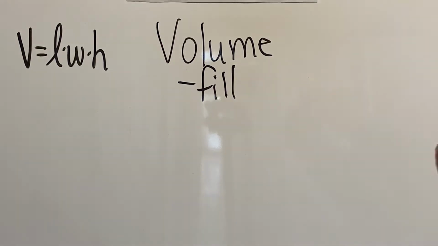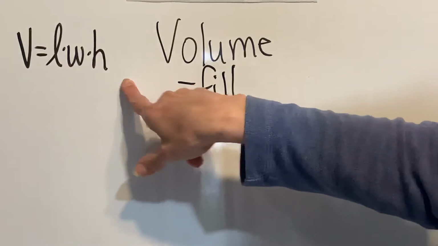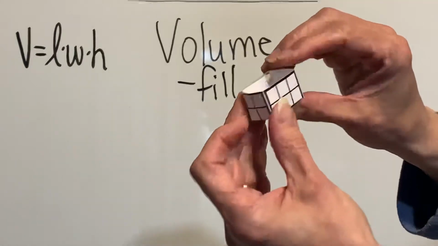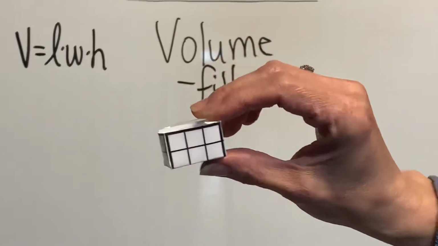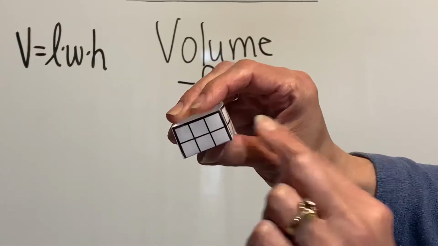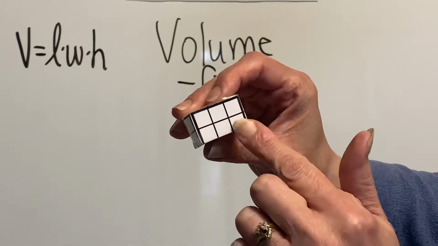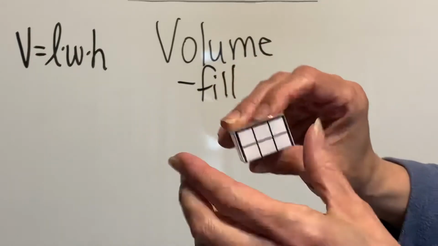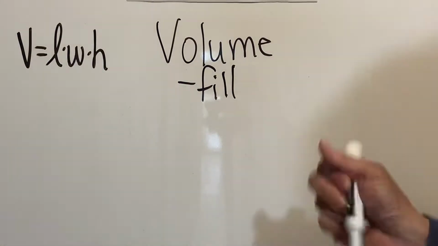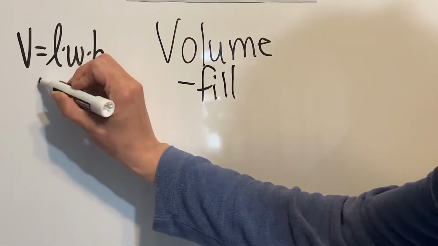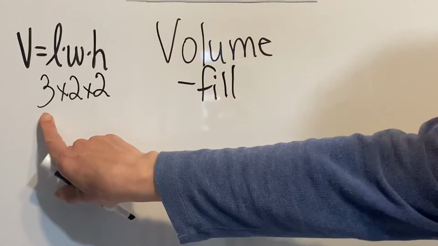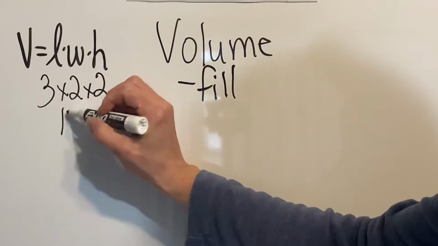So we're going to be looking at the formula. Volume is length times width times height. And I can find this on this rectangular prism. We've got length times width times height. So we've got 3 by 2 by 2. So I could fill this in, 3 by 2 by 2. So let me go ahead and do that. I've got 3 by 2 by 2. And I can figure that as 6 times 2 is 12.